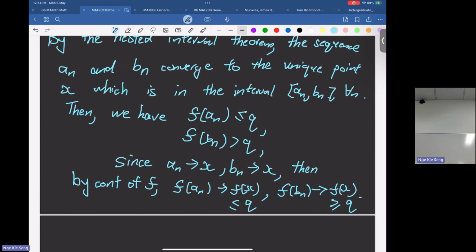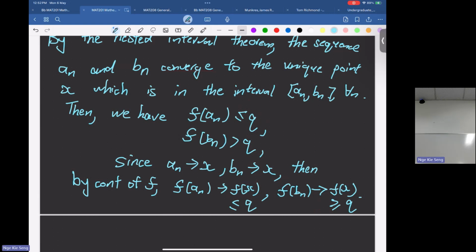So in one case, you have to converge to something less than or equal to q. In the other case, you have to converge to something greater or equal to q. So for both to hold, it must converge to q. It cannot be strictly less than q, or strictly greater than q, otherwise these two limits would have a gap. They must be equal.